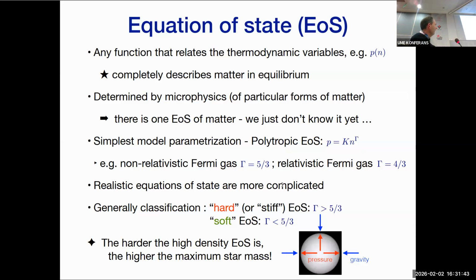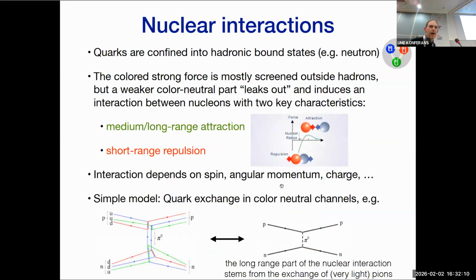And you would then call anything that has a polytropic index bigger than 5/3 a harder equation of state. It's really hard to compress because it provides a lot of pressure. Everything that has a polytropic index smaller than 5/3 would be a soft equation of state. Okay? And so surely the harder the equation of state is, the bigger neutron stars you can form, the more that pressure can withstand gravity.